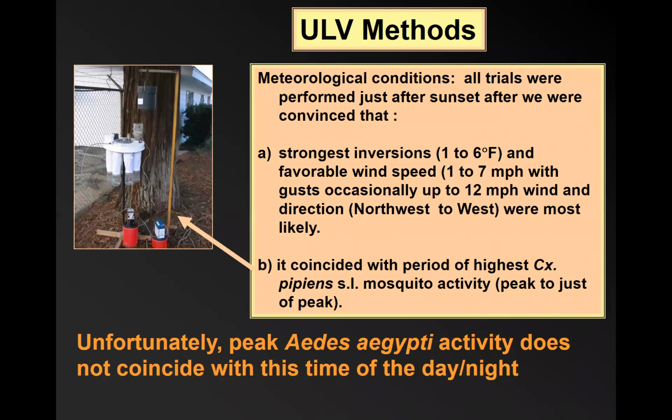Unfortunately, that period when we have this inversion is not coincident with when Aedes aegypti is most active. Most Aedes aegypti are most active about 1 or 2 hours before sunset. And then when the sun goes down, the Aedes generally reduce their activity.